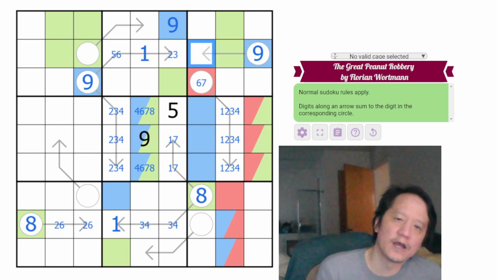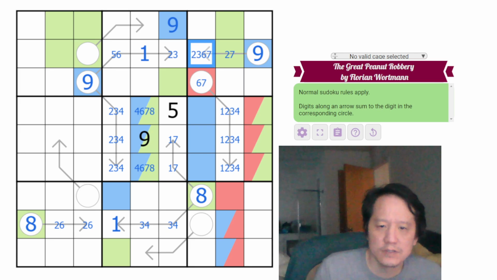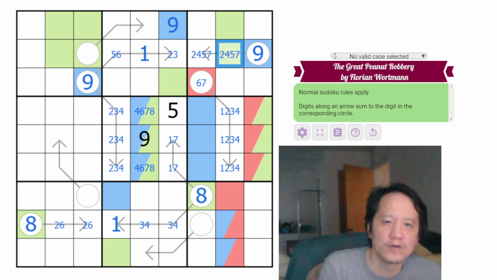Okay, so this is 9. It cannot have a 1, so it can't be 1, 8. It could be 2, 7. It could be 3, 6. No, it cannot be 3, 6. It could be 4, 5.